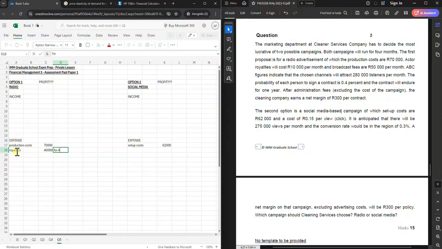Exactly. And then what else? And then there is a broadcast fee of 50,000 Rand per month for 4 months. So that's 200,000 Rand. For which one? The first one, for radio. Okay. Radio. All right. Just give me the amount so I can see what you're looking at.